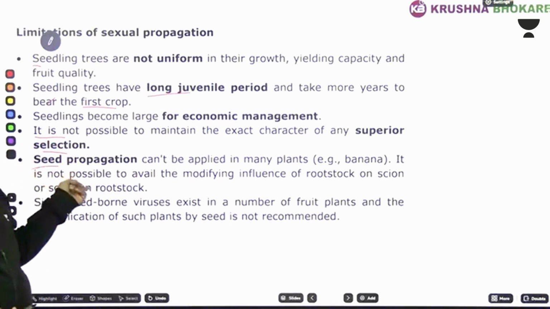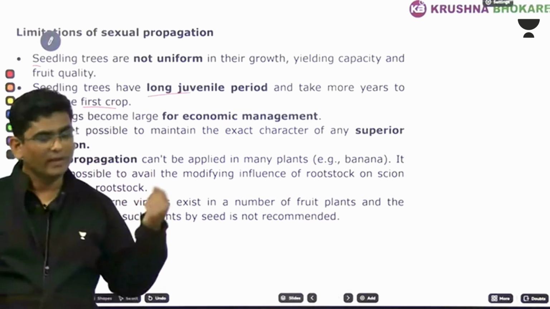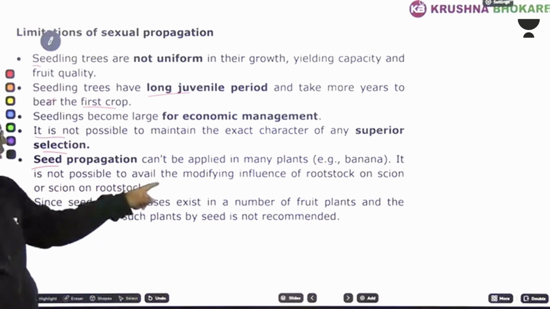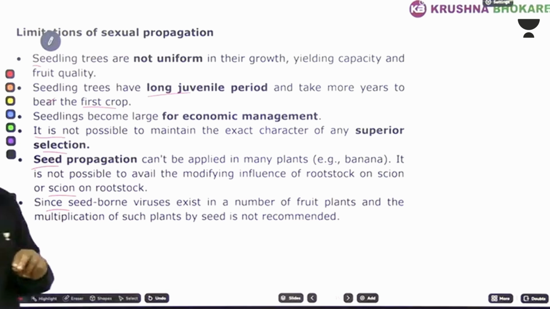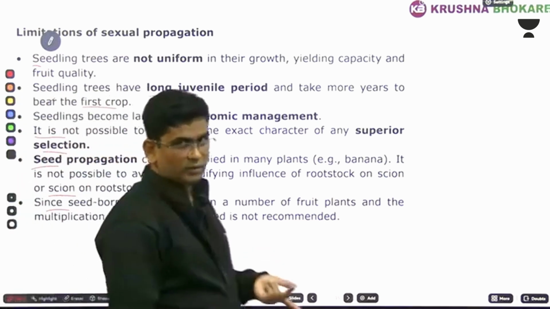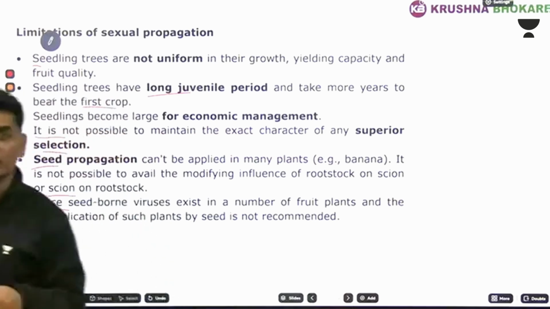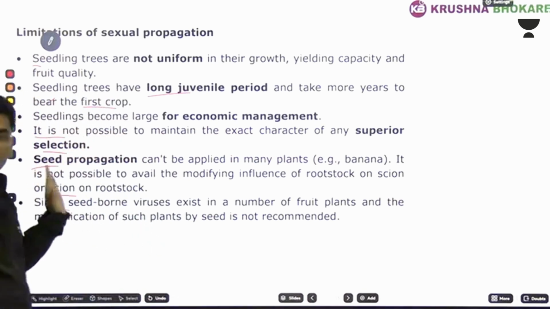So seed propagation can't be applied in many plants like banana. Banana में seed नहीं है. In the wild case it is there, but mostly possible नहीं होता. It is not possible to avail the modifying influence of the rootstock on the scion. ठीक है. Since seed-borne viruses are also there. Sometimes what happens? Some seed-borne pathogen diseases are there. So if you are producing with the help of seed, there can be a disease attack. Okay, that's why these are some limitations of seed propagation.